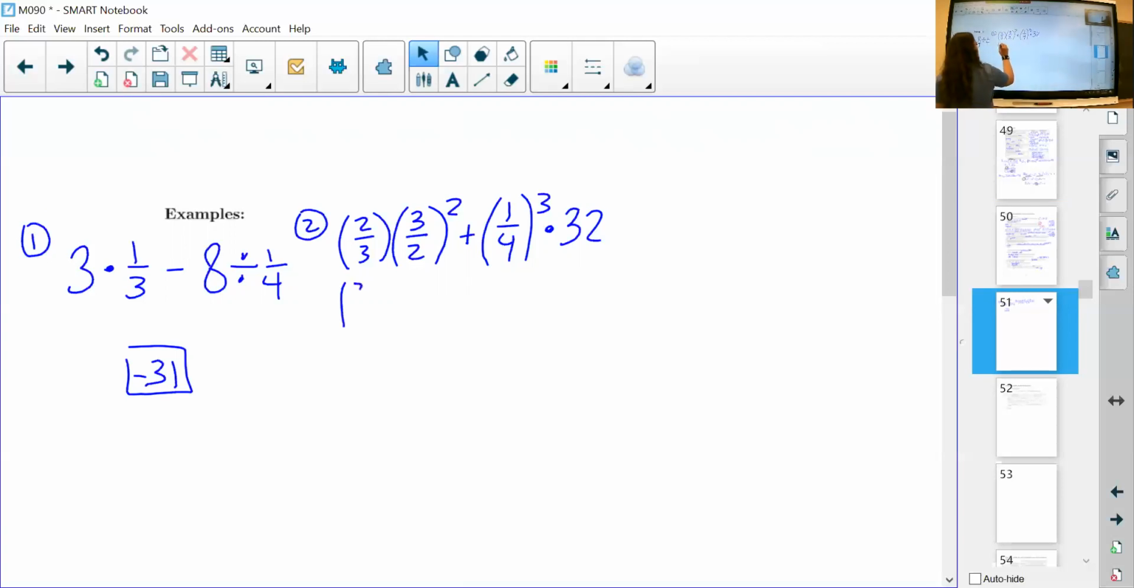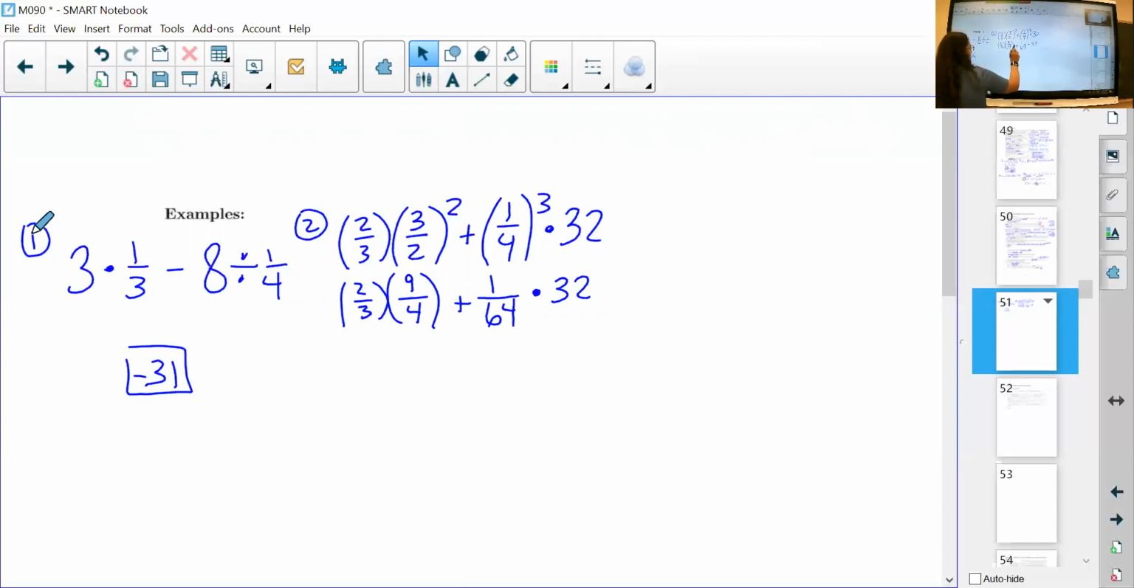We're going to take 2/3 and figure out that 3 squared is 9, 2 squared is 4, 1 cubed is 1, 4 cubed is 64, 4 times 4 times 4. So I did my exponents at the same time because they weren't interacting with each other, or you can do them in 2 steps.